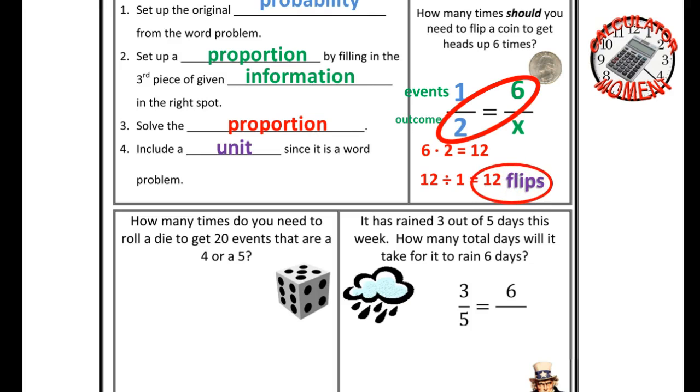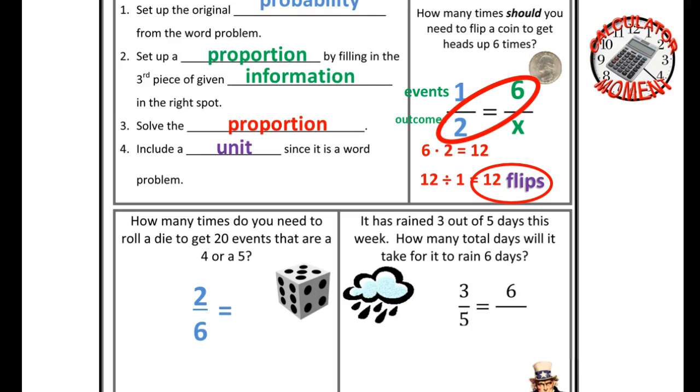If we were looking at a die, we wanted to find out how many times we would need to roll it to get 20 events that are a 4 or a 5. So you need to know about how many total rolls it would take to get a 4 or a 5 20 times. So I need to look at that original probability, the probability of rolling a 4 or a 5. When I have an or, I'm going to add those probabilities together. There's one side with a 4, one side with a 5. That's 2 out of 6. I could simplify that to 1/3 if I wanted to, but since it's going into a proportion, it does not matter. The answer will come out the same either way.